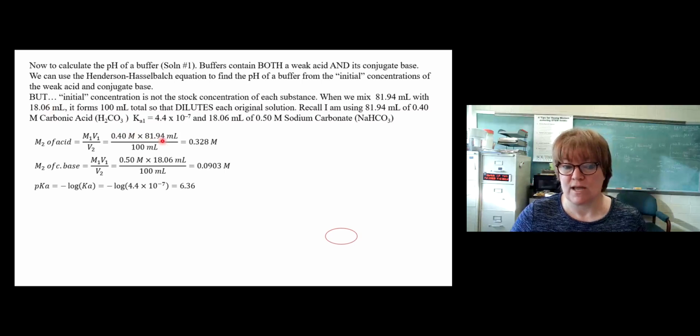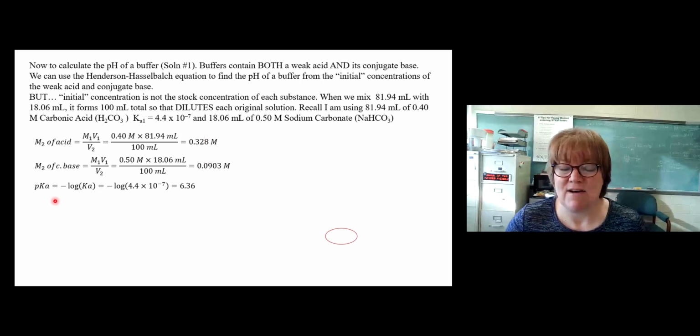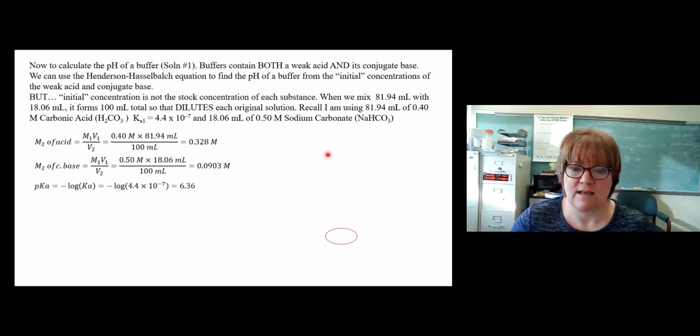And here it is for the case of the acid. I'm using the 0.4 and the 81.94 milliliters. For the conjugate base, I'm using the 0.5 and the 18.06. So I get my concentrations. I also need the pKa value, which is just the negative log of the Ka value that was given.